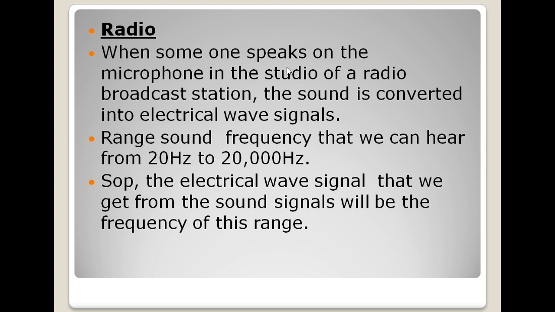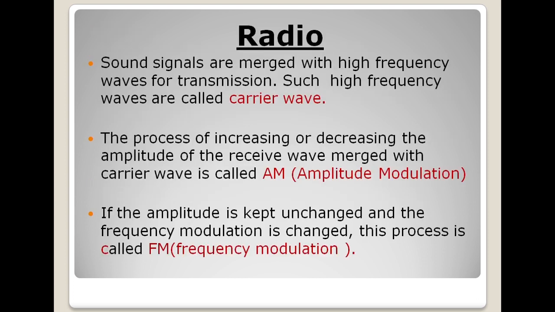So, when someone speaks on the microphone in the studio of a radio broadcast station, the sound is converted into electrical wave signals. The sound frequency range that we can hear is from 20 Hz to 20,000 Hz. So the electrical wave signal that we get from the sound signal will be within the range of 20 Hz to 20,000 Hz. That is our hearing range. So radio sound signals are merged with high frequency wave for transmission.